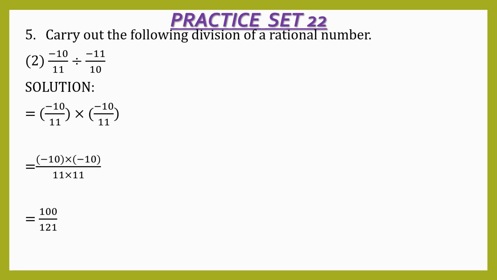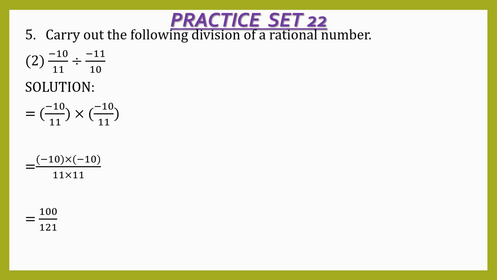Now the next question, the second sum, is minus 10 upon 11 divided by minus 11 upon 10. So our solution will be: minus 10 upon 11 is written as it is. Division sign is replaced with the multiplication sign and we are going to take the multiplicative inverse of minus 11 upon 10, which is minus 10 upon 11.